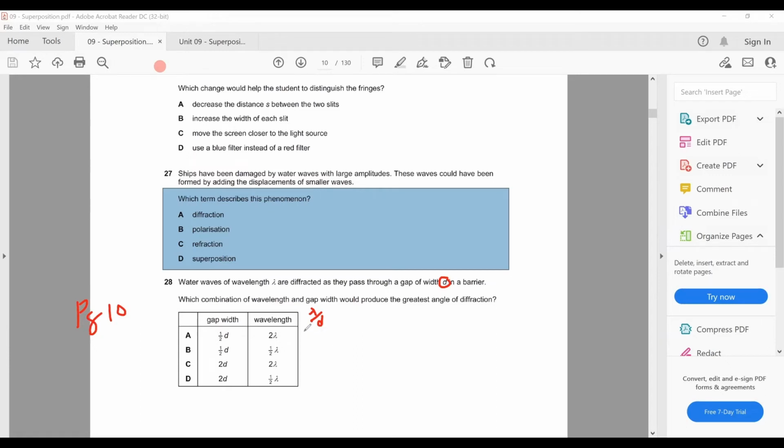All right, so in your case, 2 divided by 0.5 will give you 4. Then this 1.5 divided by 0.5 will give you 1. 2 divided by 2 will give you 1. Then 0.5 divided by 2 will give you 0.5. So you see, if you take the ratio of the wavelength to the gap width, these are the corresponding values of the ratio. So you'll notice that one of it is actually very much larger than the other. So this one will have the greatest diffraction. Okay, so the answer is A.